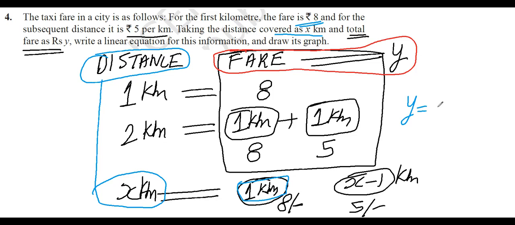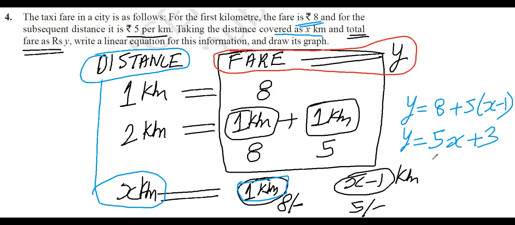It will be 8, which is fixed, plus 5 into X minus 1. So Y is equal to, I will solve this further, 5X, then 8 minus 5, which is 3. So this will be my equation: Y = 5X + 3.